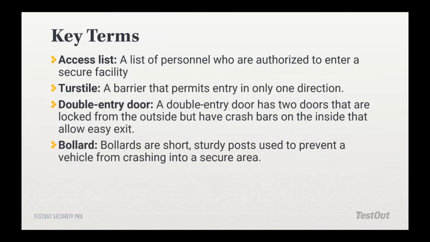Some other key terms we'll talk about will be access list. Access lists are a list of personnel who are authorized to enter a secure facility. A turnstile is a barrier that permits entry in only one direction. A double entry door is two doors that are locked from the outside, but they have crash bars on the inside that allow easy exits. A bollard is a short, sturdy post used to prevent a vehicle from crashing into a secure area.